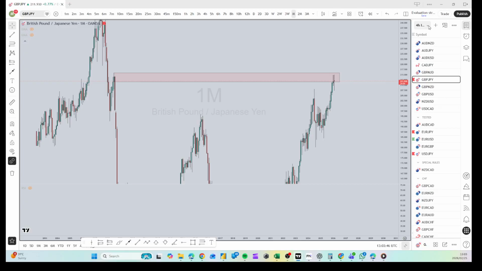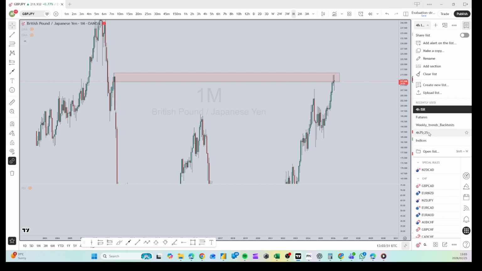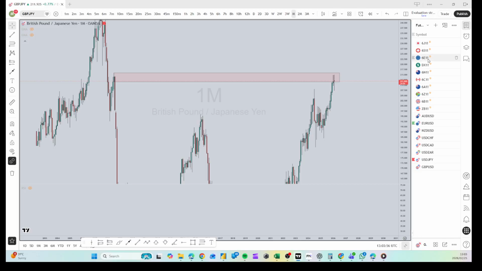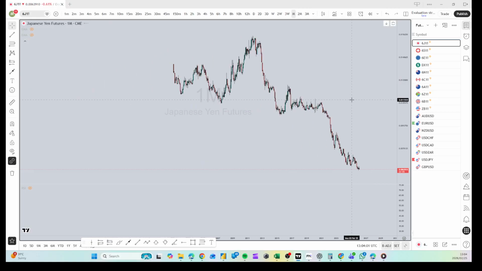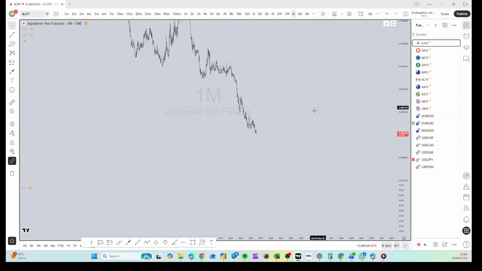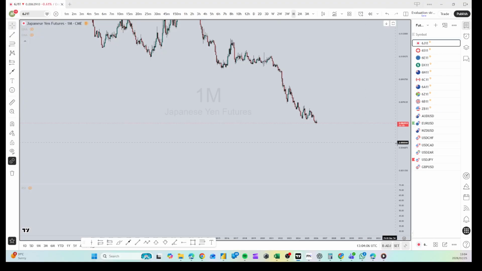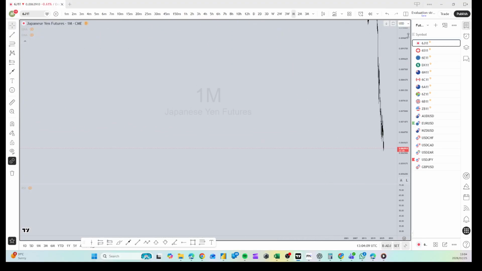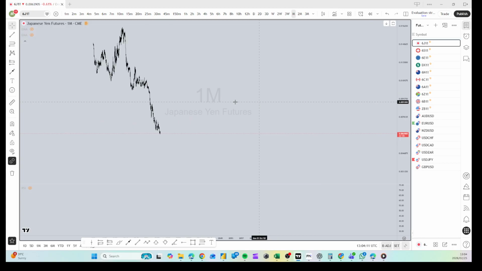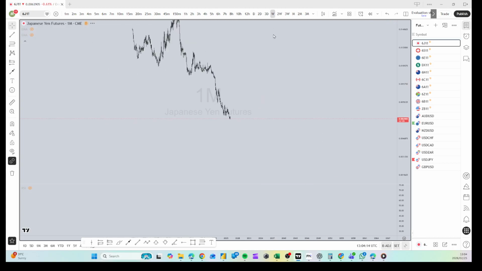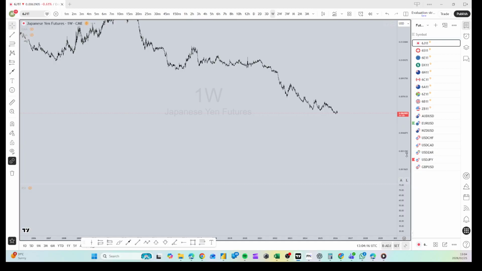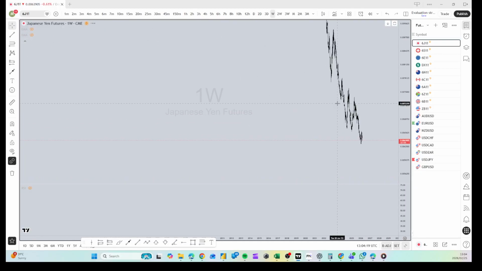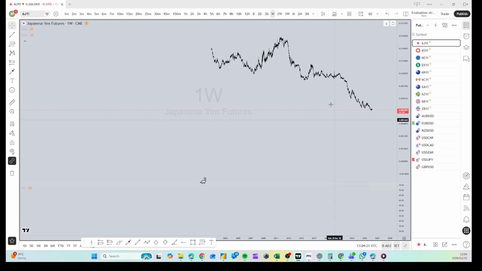the Japanese yen. So before we start, let's just look at the Japanese yen futures just to understand what's happening with the Japanese yen, and try to see if we can build any case for this trade. So this is the Japanese yen futures. You can see an extremely bearish currency, and this is all the data that we have.